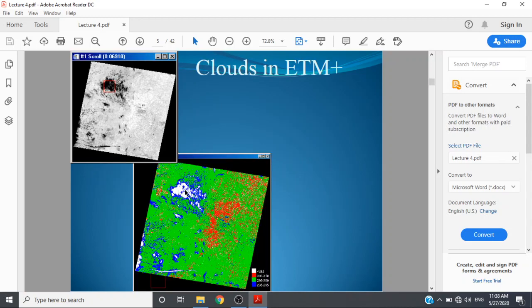So here is an image collected from the Landsat Enhanced Thematic Mapper Plus, ETM+. The red circle shows the cloud cover, and here in the processed image you can see the presence of cloud in the white color on the image. So what is behind these clouds? These are the errors that can be removed with different processes.